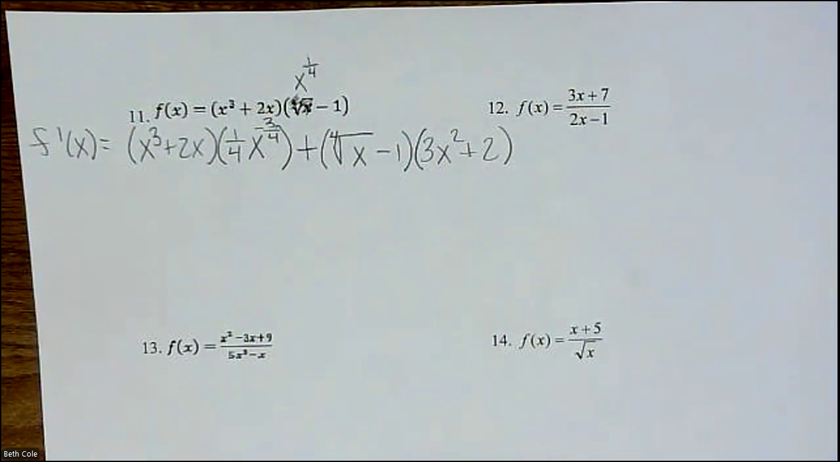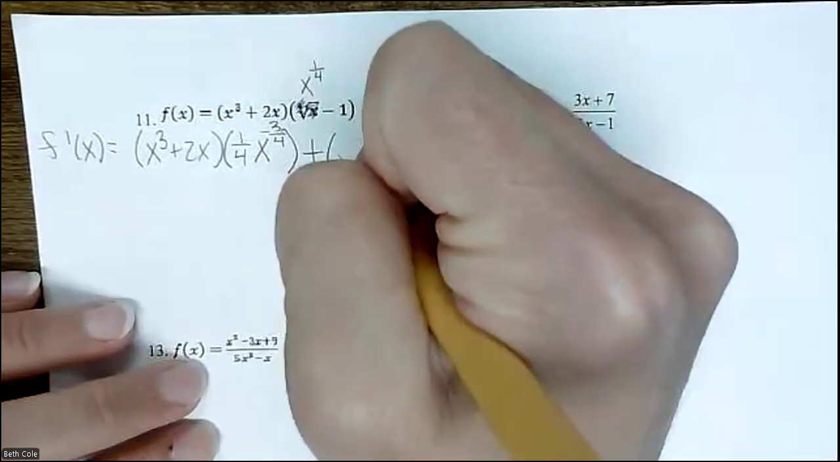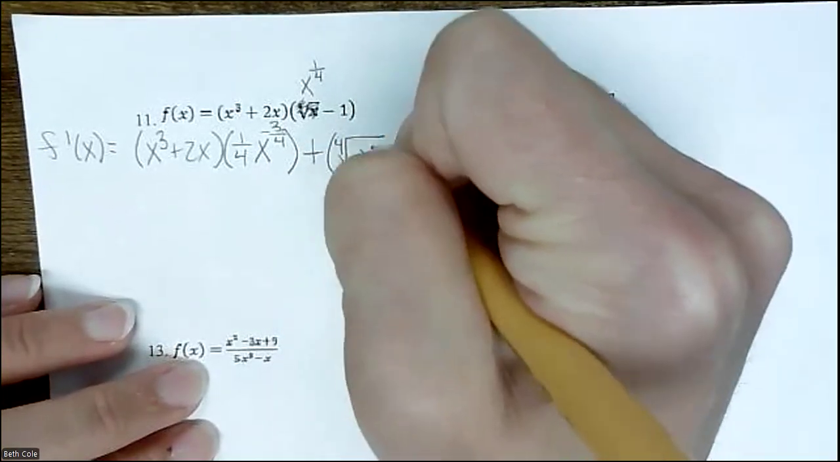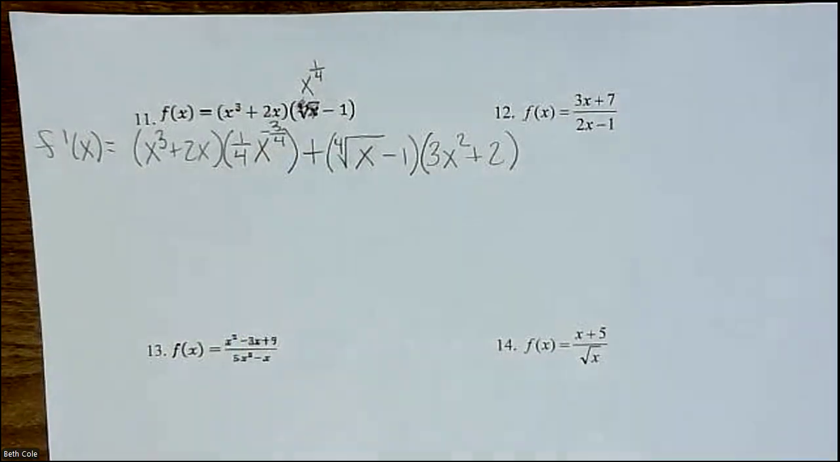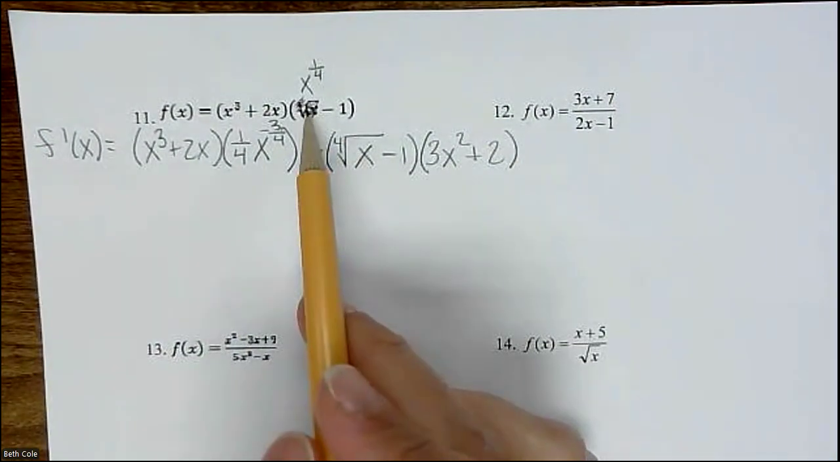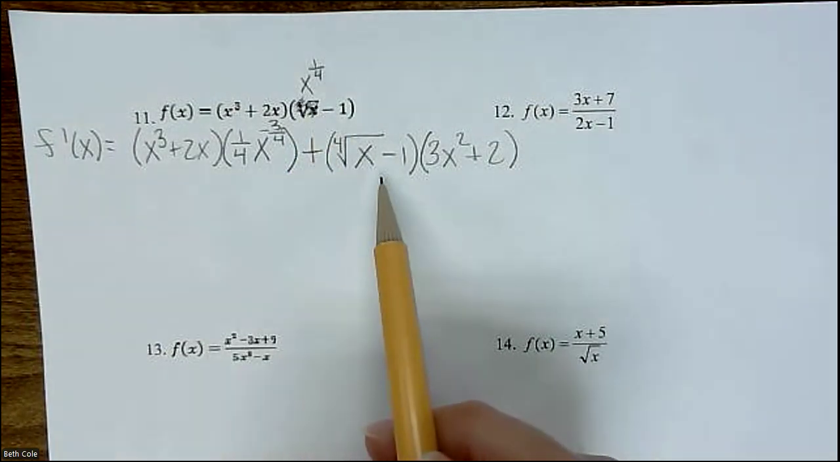Sorry, this is a fourth root. Mine kind of ran together. I'm just making this look prettier. But I want to present my answer in the same way the question was given. So since this was a radical, I want my answer to have a radical.